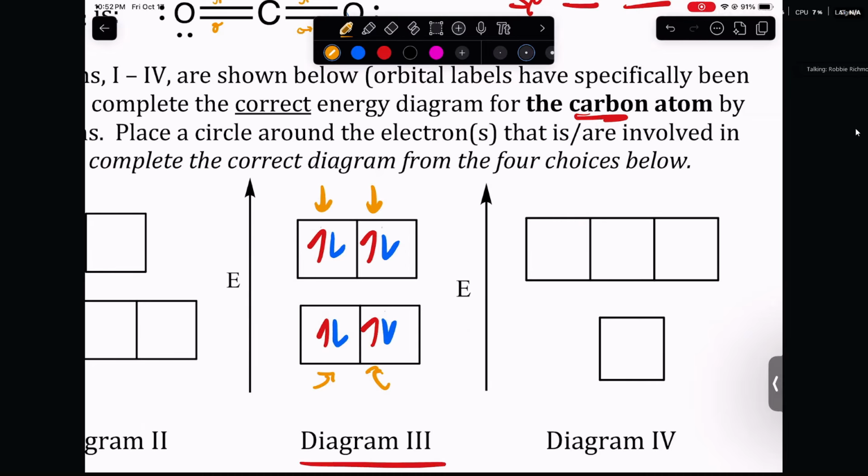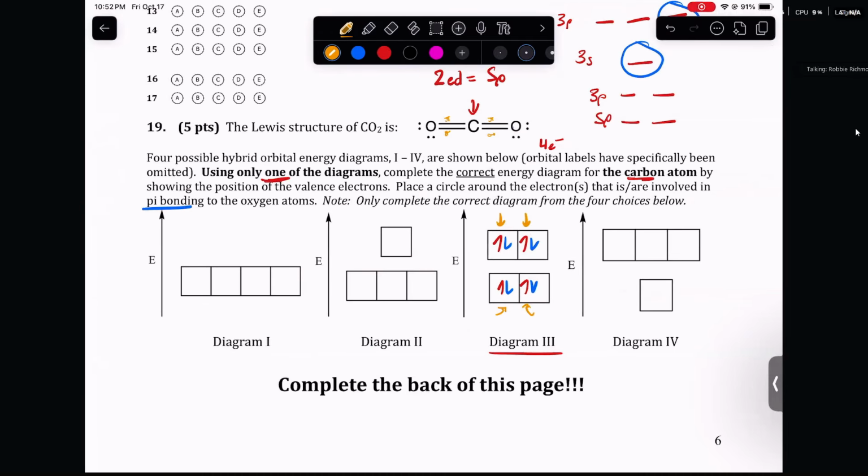And per the requirements for this question, you have to circle the electrons that are involved in pi bonding. These guys up here, which are the p orbitals, if we label this correctly, will be involved in pi bonding. P for pi. Cool.